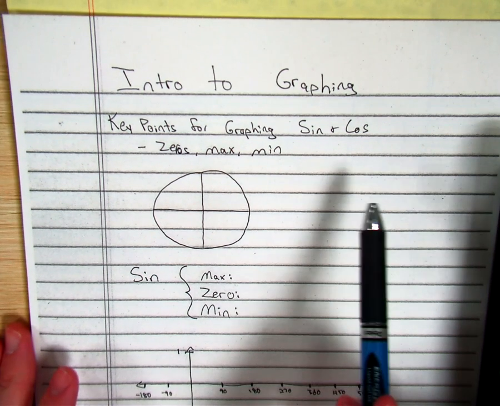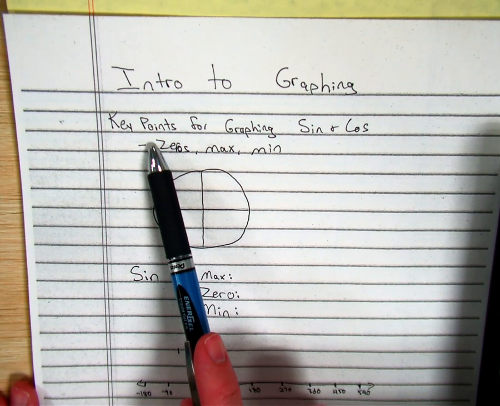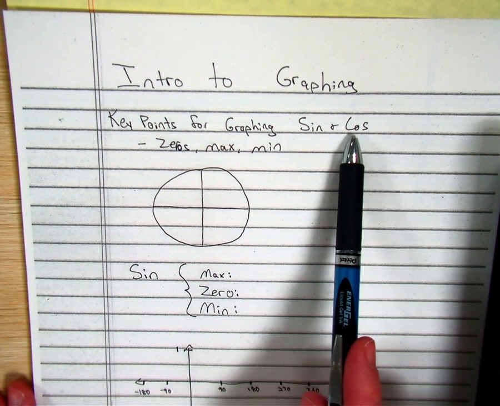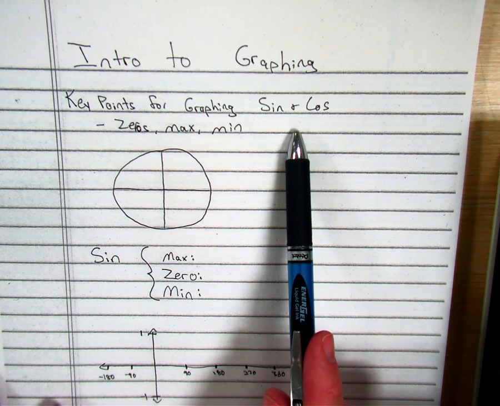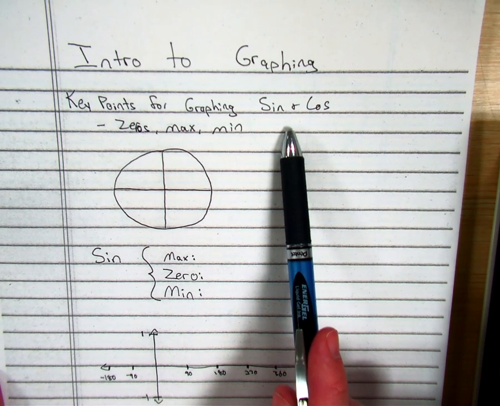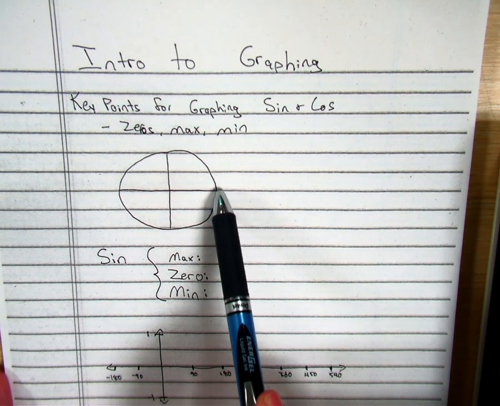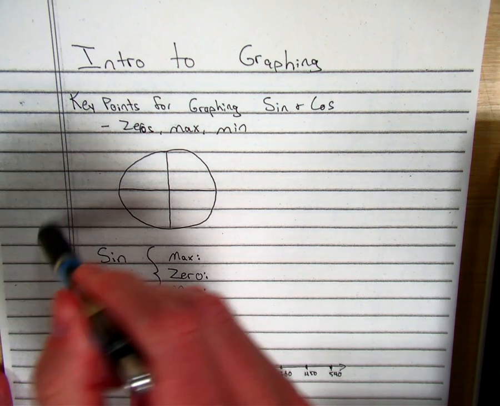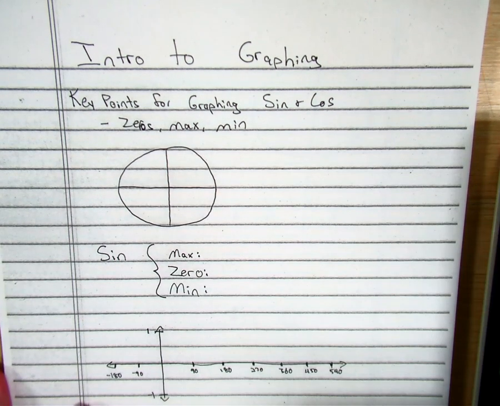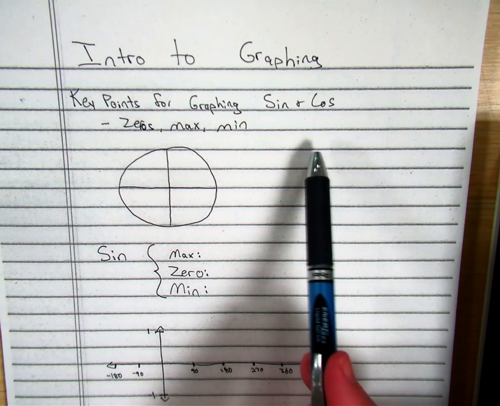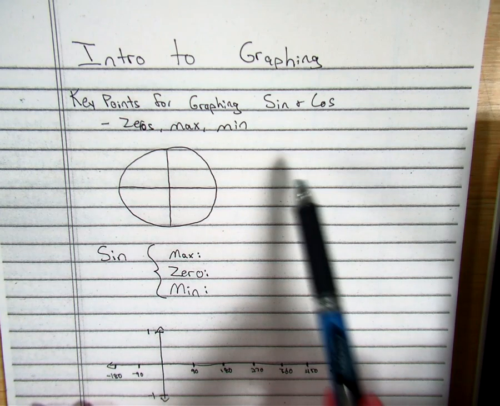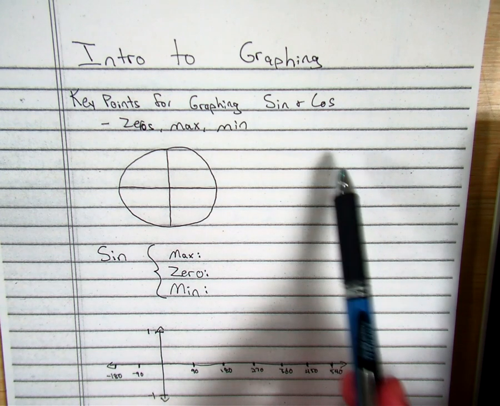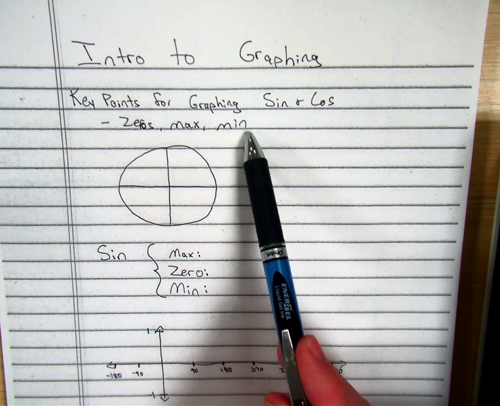But we're just starting to talk about and think about graphing sine and cosine. And when we're graphing, like we talked about with the unit circle, these just keep going around and around and around. So our graph's going to go on and on forever. Some key points to think about are, where do we cross 0 on our graph? What's the highest we get and what's the lowest we get?